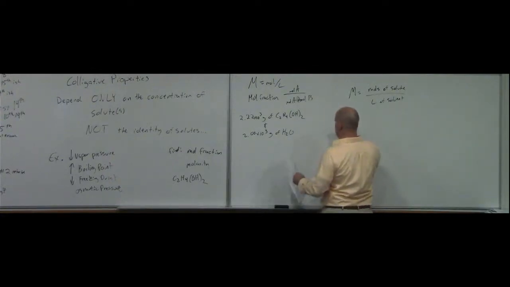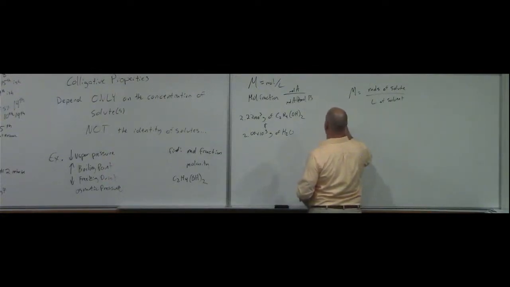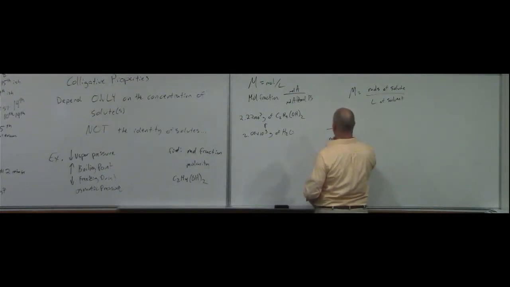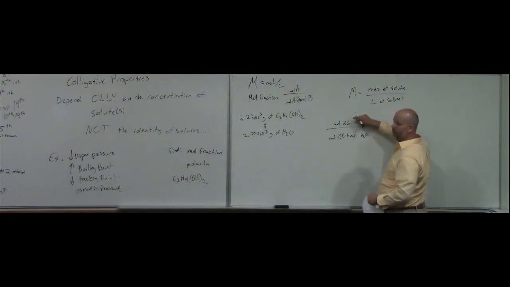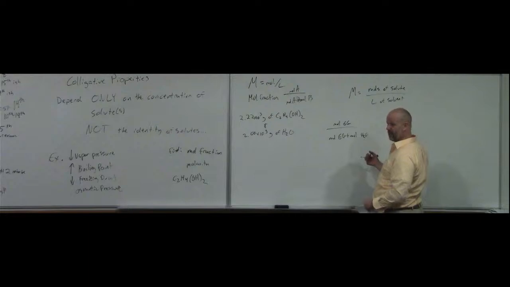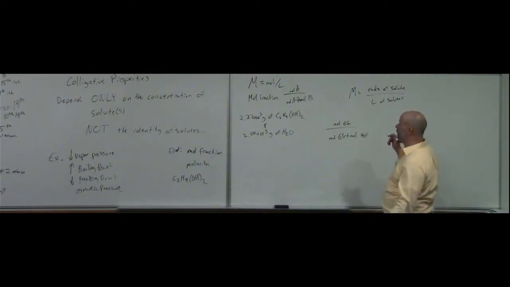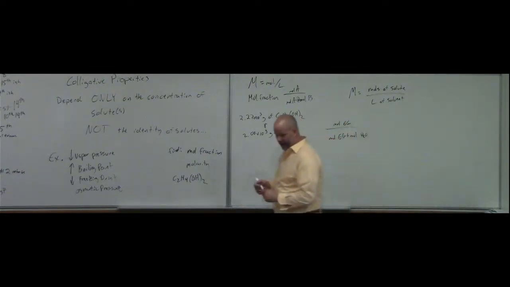So I need moles of ethylene glycol divided by moles of ethylene glycol plus moles of H2O. That'll give me the mole fraction for ethylene glycol. I could reverse this to do it for water, or I could just subtract it from 1, which is always my preference. So I want you to do that. I will be right back.